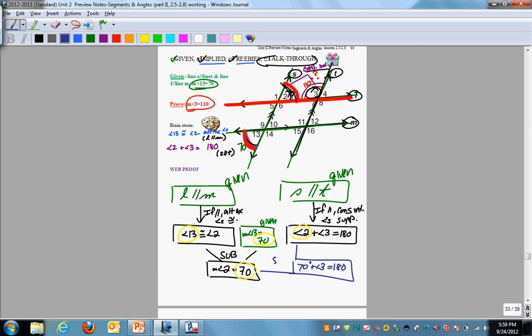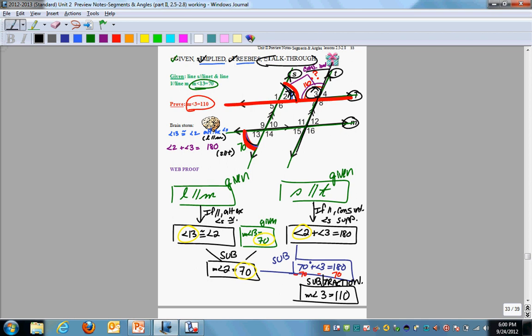Why can we do that? That's called substitution. You minus 70 both sides, and we get the measure of angle 3 equals 110. And why can we do that? That is the subtraction property. So that's called a web. You put the how in the boxes and the why between the boxes. So every step you take has to have a why to describe it.